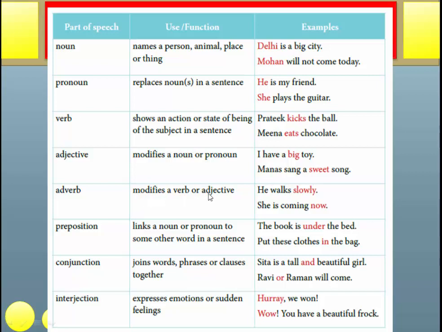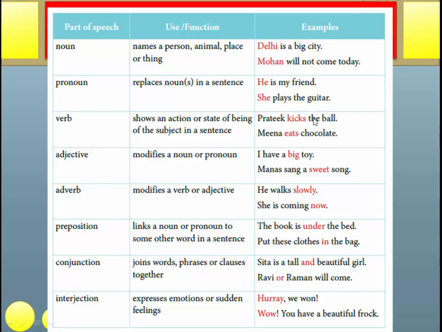Adverb modifies a verb or adjective. He walks slowly. This slowly is describing the verb walk. How does one walk? Walk slowly. So this is your adverb. She is coming now. So coming is the verb, and when is she coming? Now. So this now is an adverb.